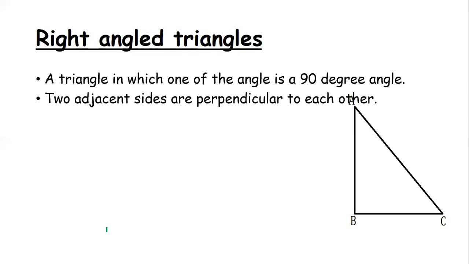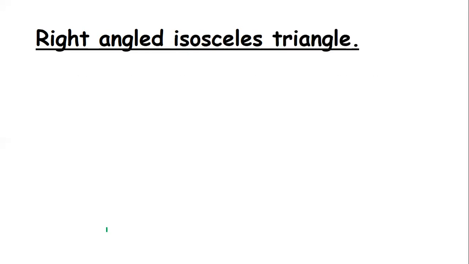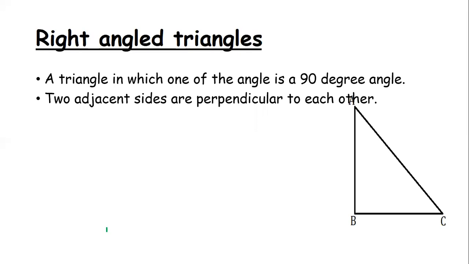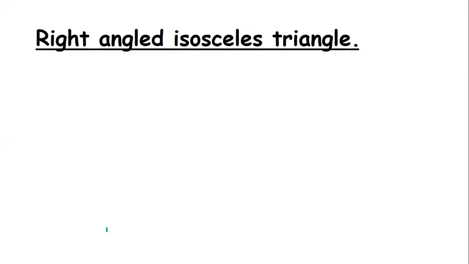And you see that this particular one, a right-angled triangle is a triangle in which one of the angles is a 90-degree angle. So it is a right-angled triangle if one of the angles is 90 degrees. And also two adjacent sides are perpendicular to each other, which means they are at 90 degrees to each other. Right, so that is specifically a 90-degree angle. Let's look at other types of right-angled triangles.